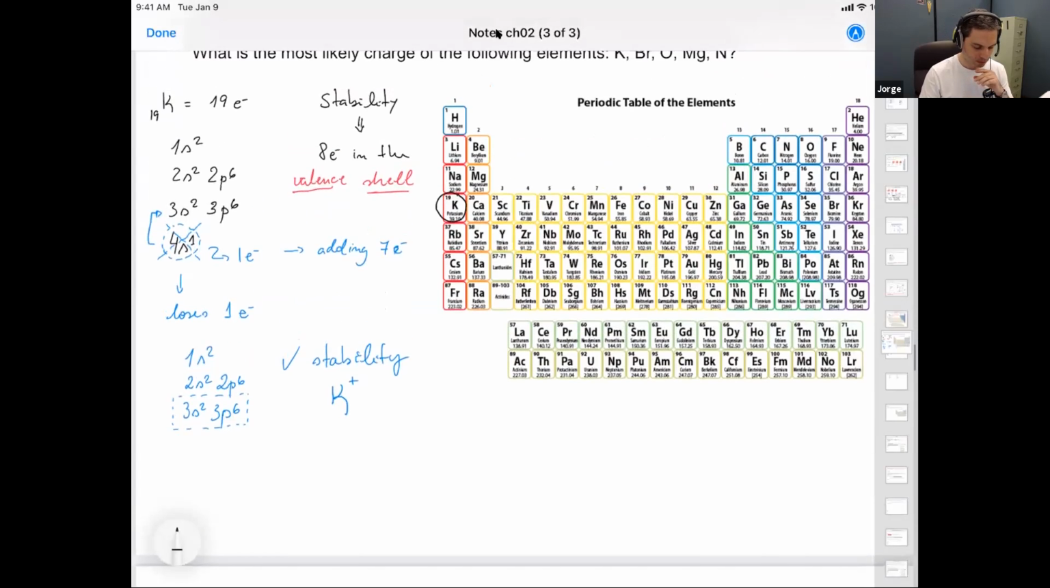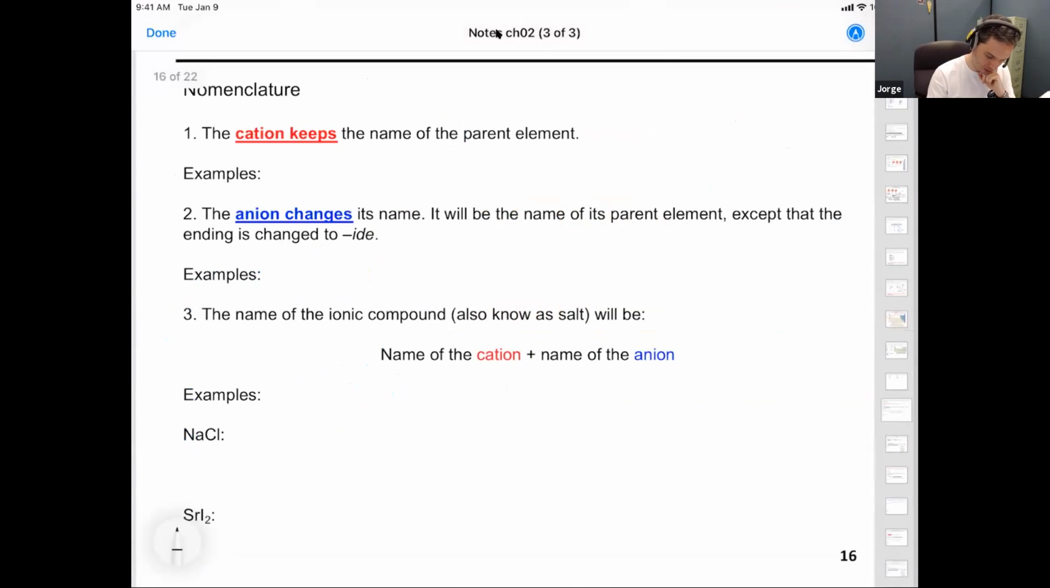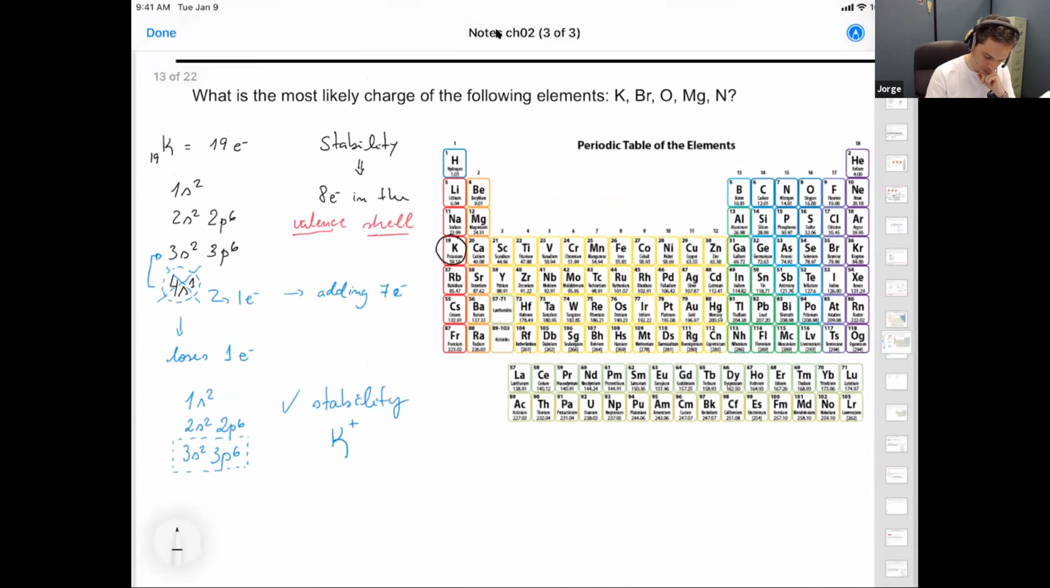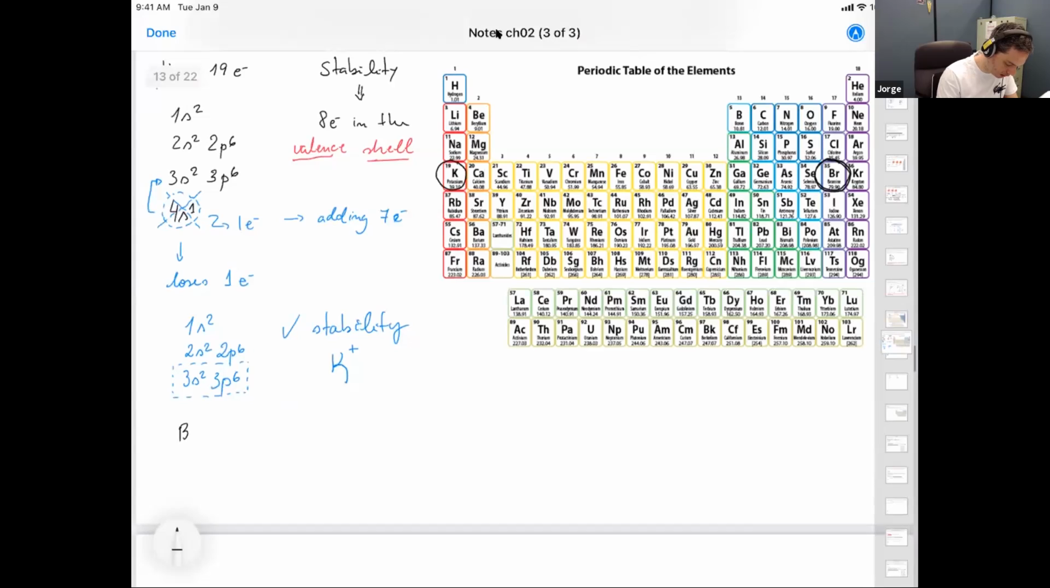Okay, so let's see the second element here in this example, bromine. First thing is to locate bromine in the periodic table. So look here at group 17. Bromine is right here. Bromine has atomic number 35.